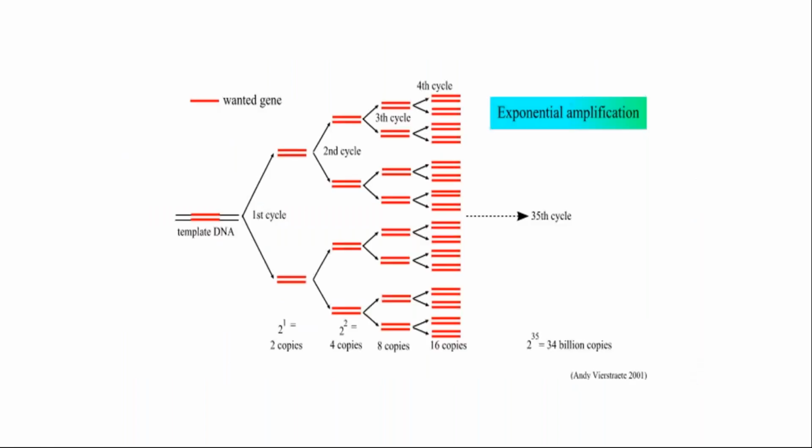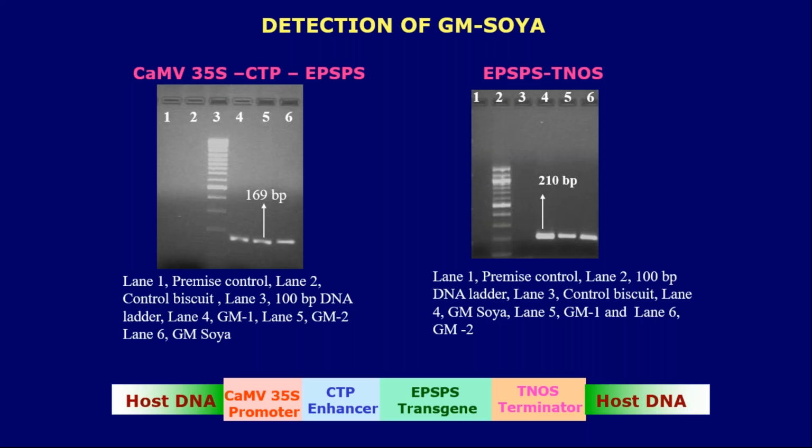So this is the actual illustration of the wanted gene, that is the template DNA, and you have the primers. So now you see it tells you how you get that. So at the end of 35 cycles, you will have 34 billion copies of the DNA. So an example of using this PCR reaction is for the detection of GM, that is the GMOs.